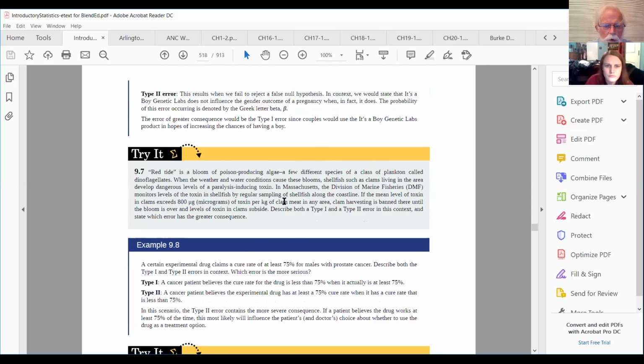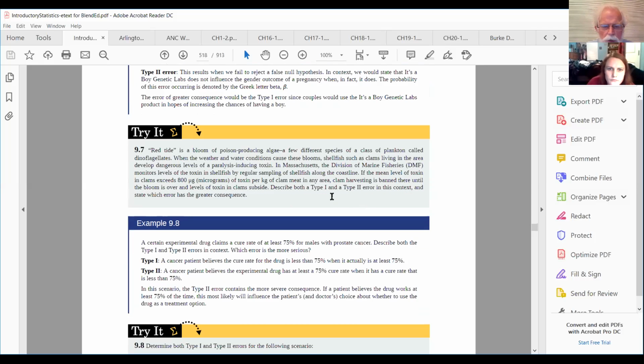Okay. So when we are looking at this, we're looking at red tide, which is a toxin producing algae that shellfish eat. In Massachusetts, the Division of Marine Fisheries monitors this with regular sampling, and if the level of toxin in clams, and clams is a huge business in Massachusetts, exceeds 800 micrograms per kilo of clam meat. They take a sample of clam meat and measure the amount that's in there.